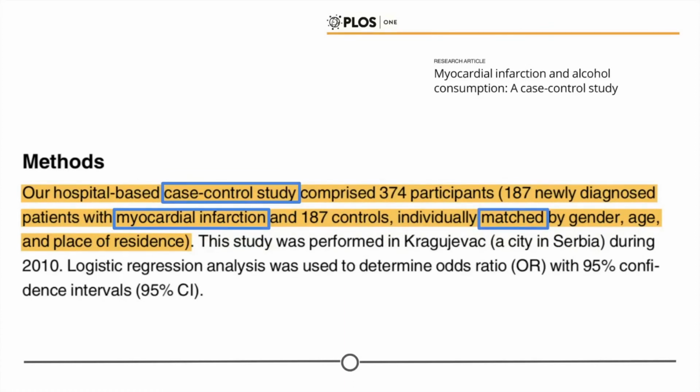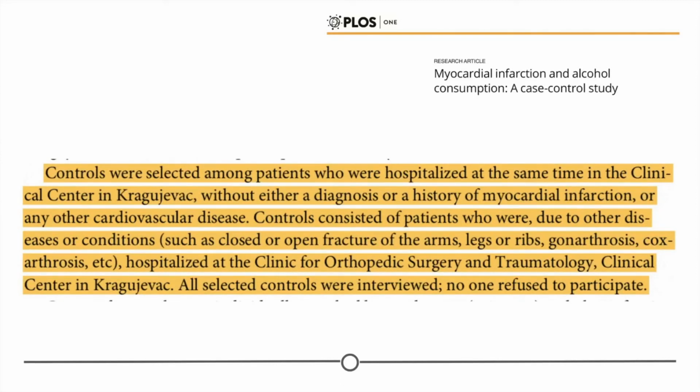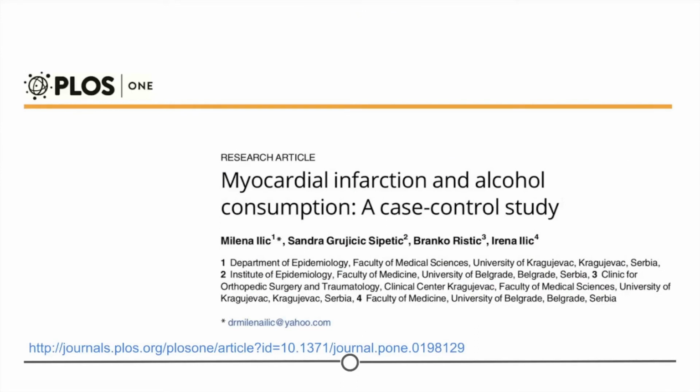The first indicates this is a case control study. We then learn that the outcome of interest is myocardial infarction. Finally, we learn that patients are matched by gender, age, and place of residence. Matching is a common way to control for bias in observational studies. It's crucial to understand where the controls were selected from in order to assess the validity of the study. This can often be found in the methods section, in this case under the study population subsection. You can read this full article on PLOS One.